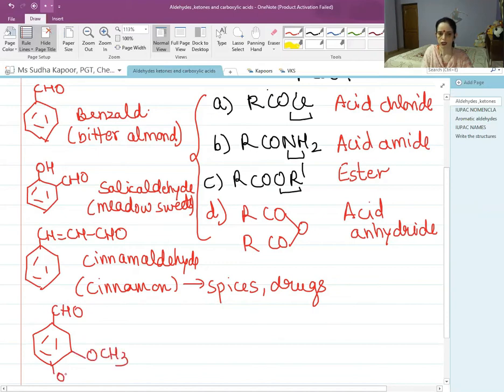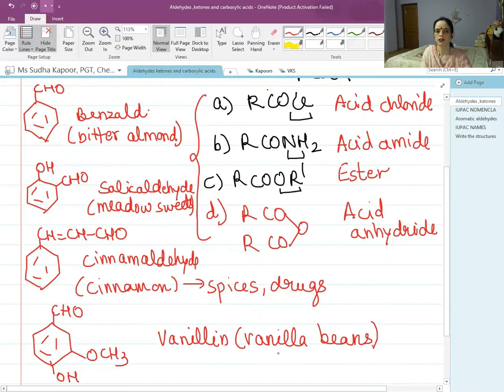and OH at the para position. It is known as vanillin. It is obtained from vanilla beans, and is used in making of ice creams and other fragrances of vanilla. So these are certain aldehydes and ketones which have taken a place in our various daily life products also.